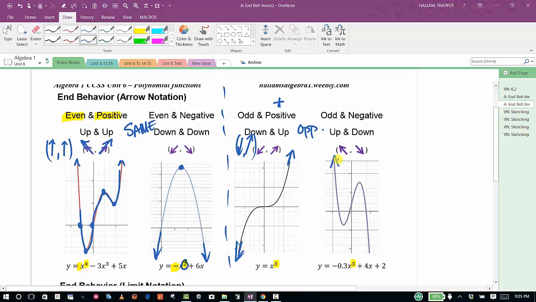Odd's going to do the opposite of that. It's going to start high on the left and end low, meaning it's an overall decreasing function. So negative down, positive up, that's pretty easy to remember. Again, those are all odd.